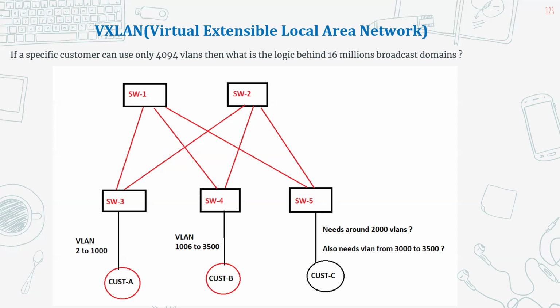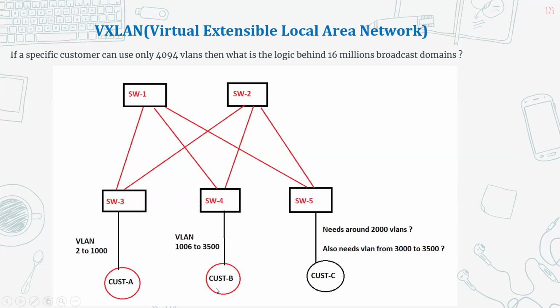Okay, now let's see this example. Let's say we are hosting a data center wherein we have 5 switches. On switch 3, let's say we terminated customer A. Customer A has VLANs from, let's say, 2 to 1000.